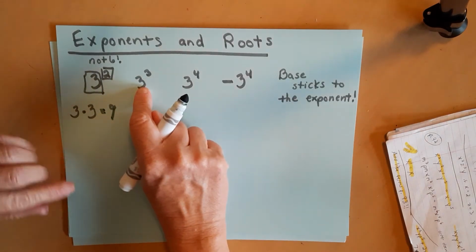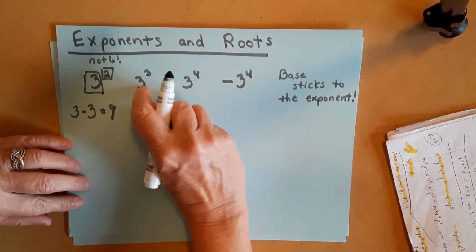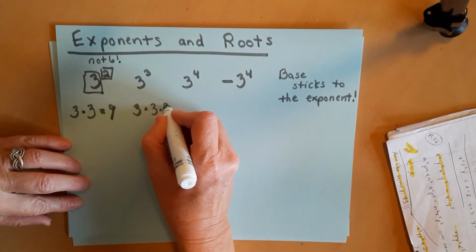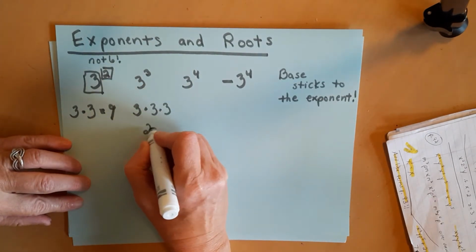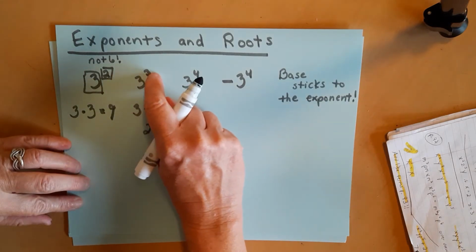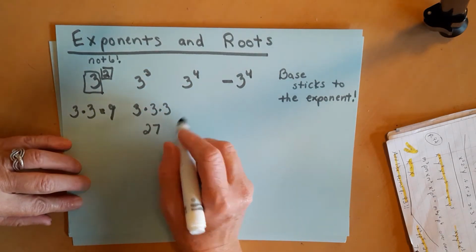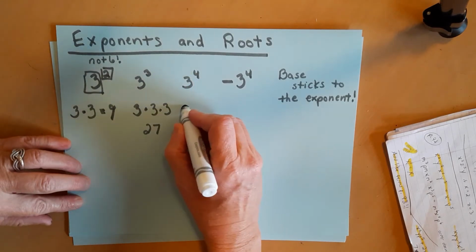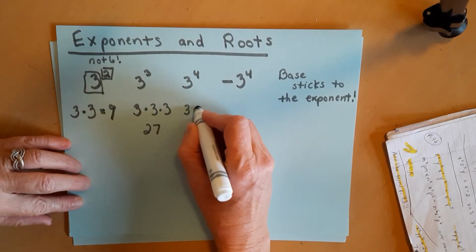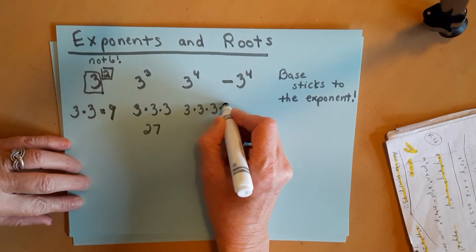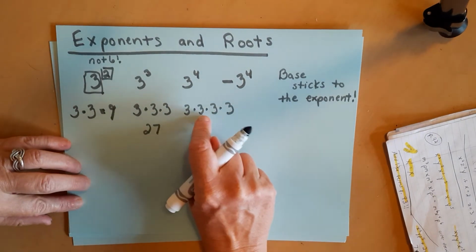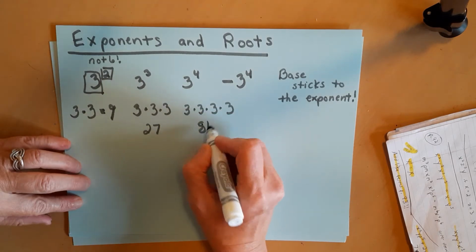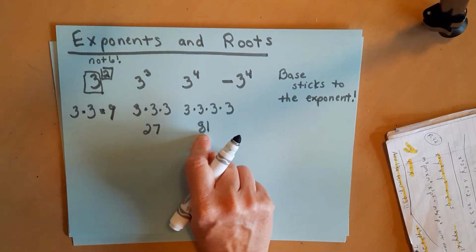You take the base, which is a 3, multiply it by itself 3 times. 3 times 3 times 3, which is 27. So 3 to the 3rd power is 27. Following that same example, 3 to the 4th power means you take the base, 3, and multiply it by itself 4 times. 3 times 3 is 9, times 3 is 27, times 3 is 81. So 3 to the 4th is 81.